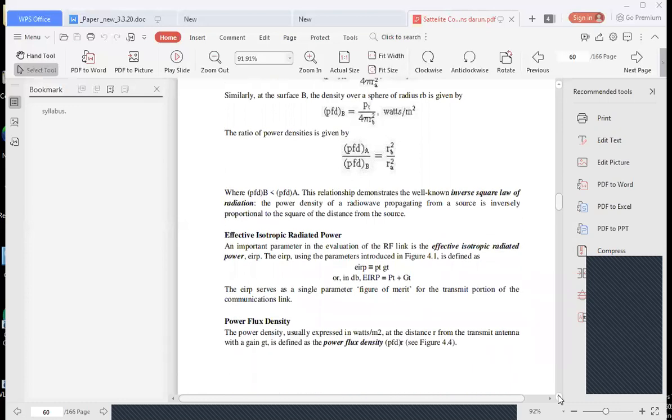Now the total effective power. An important parameter in the evaluation of RF link, the effective isotropic radiated power. Very important. The word is the EIRP, where the EIRP equals PT into GT. PT is the transmitted power and GT is the gain of the transmitting antenna. In a logarithmic scale, EIRP is PT plus GT. In normal scale it is PT into GT.